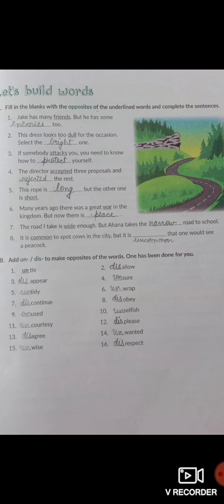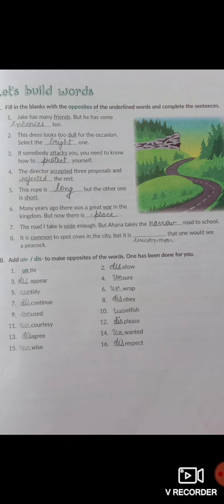Then second one, this dress looks too dull for the occasion. Select the bright one. Opposite of dull is bright. Third one, if somebody attacks you, you need to know how to protect yourself. Opposite of attacked here is protect. Fourth one, the director accepted 3 proposals and rejected the rest. Opposite of accepted is rejected. Then fifth one, this rope is long but the other one is short. Opposite of short is long.